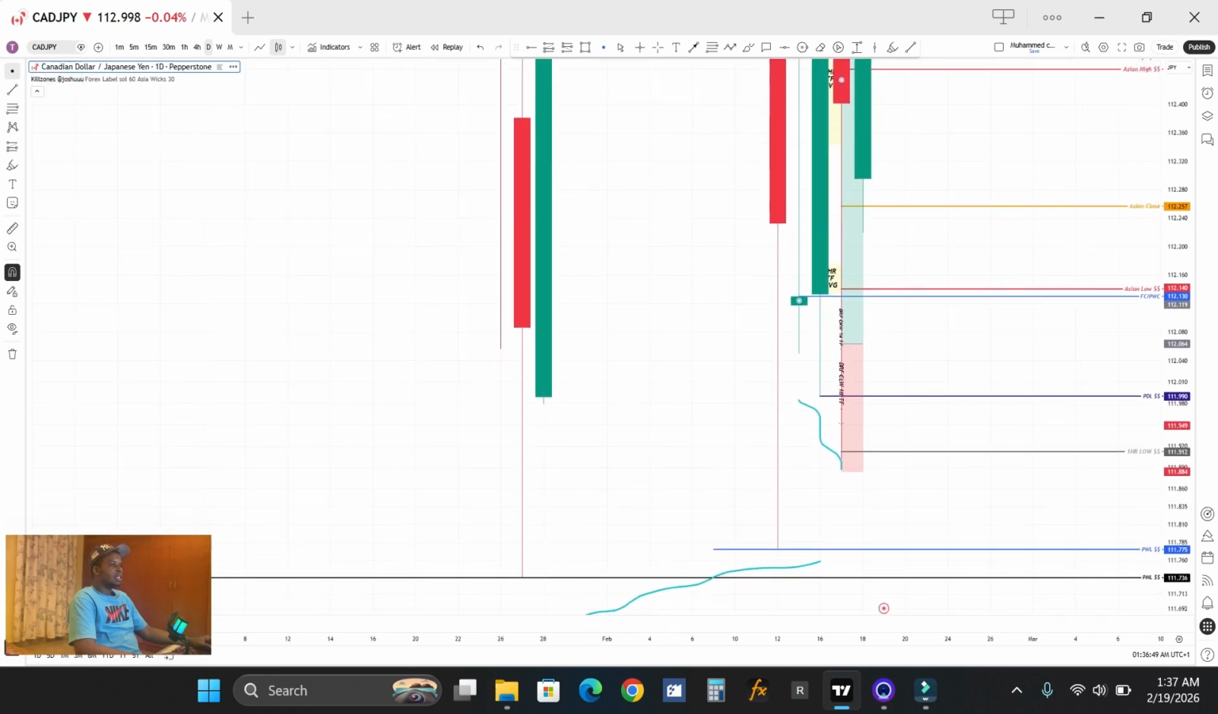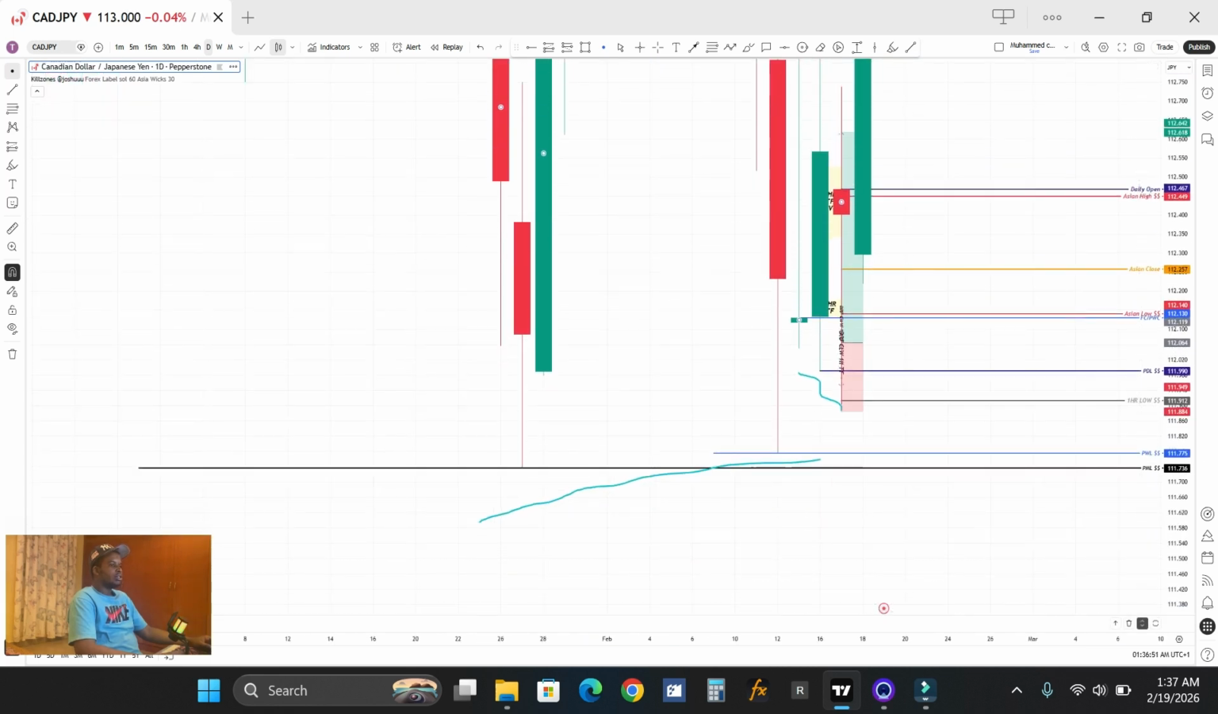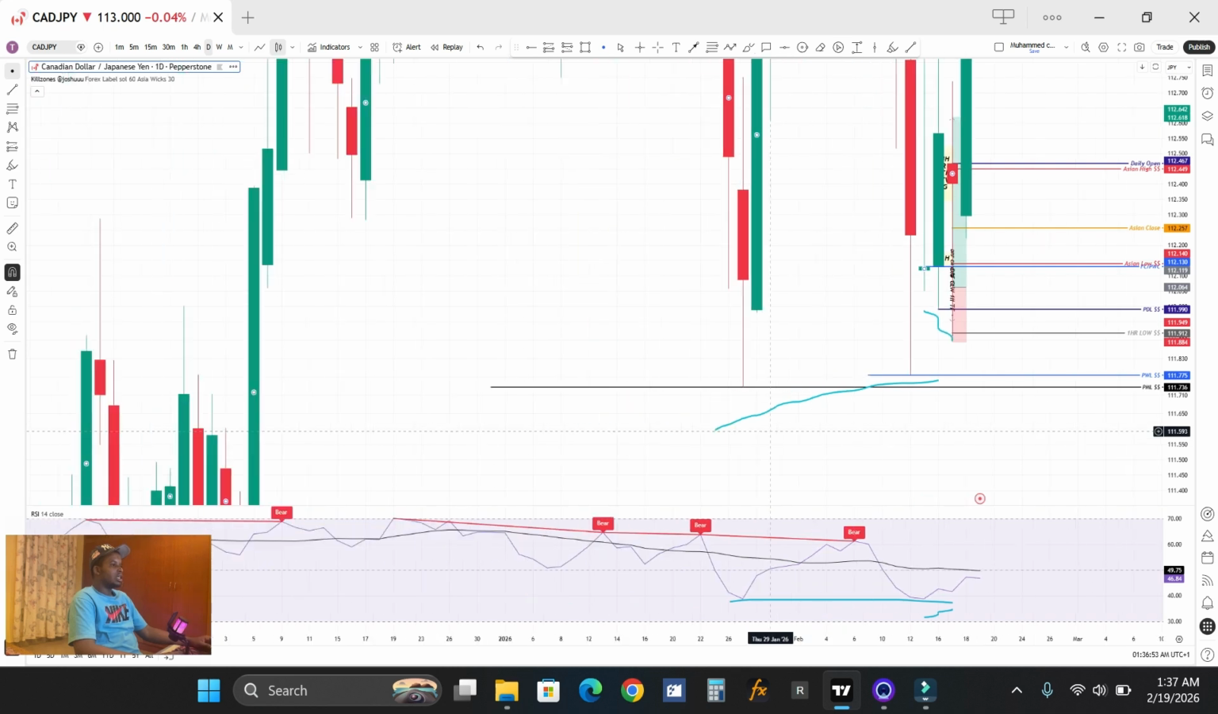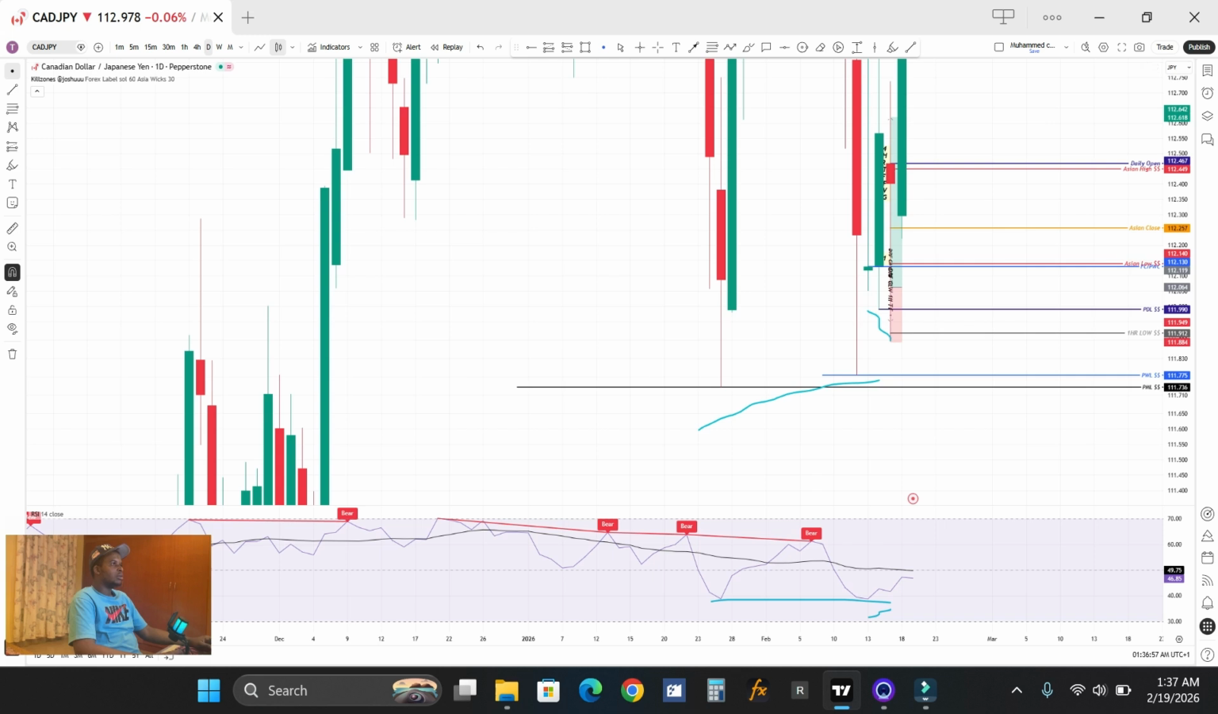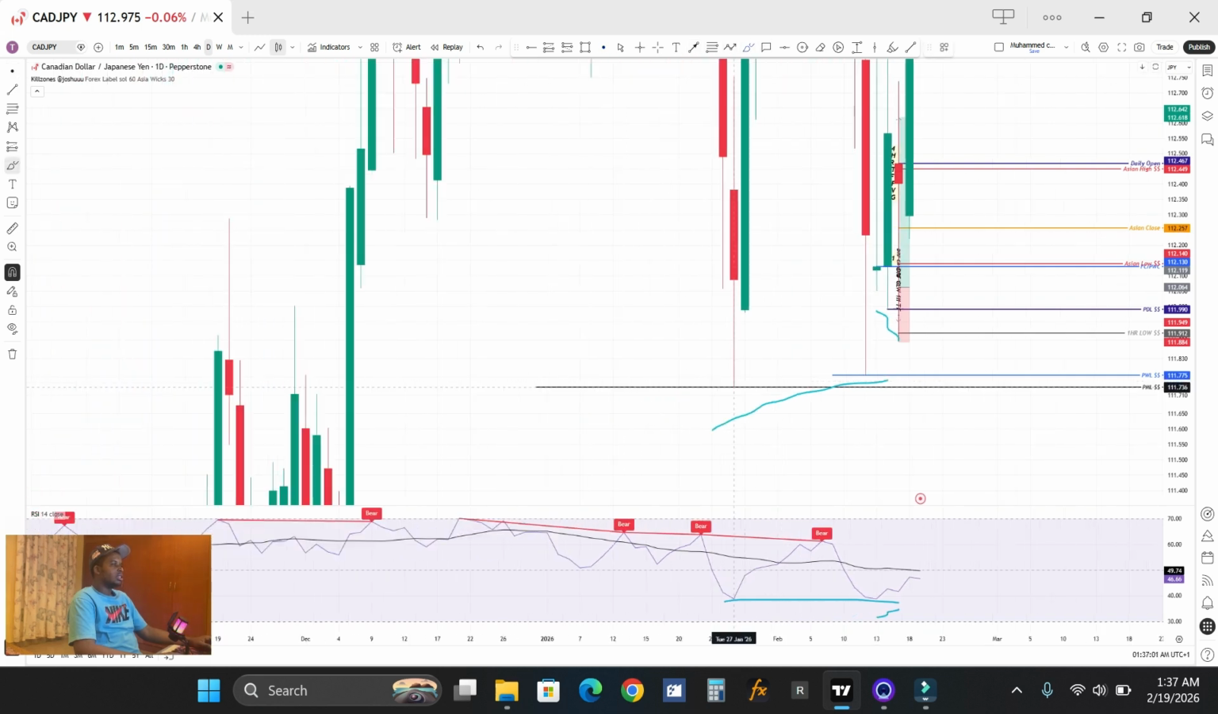I actually checked my daily chart. I saw that there's something they call a divergence. It actually shows you the strength of a pair. I know some traders actually call it SMT divergence, or smart money tools or something like that. But in simple terms, it's just divergence.